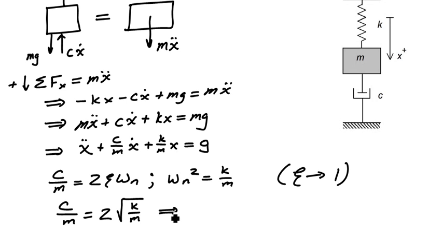I can go ahead and solve this for c now and find that c is going to equal 2 times m times the square root of k divided by m. And that will be my answer for what I need to have for critical damping.